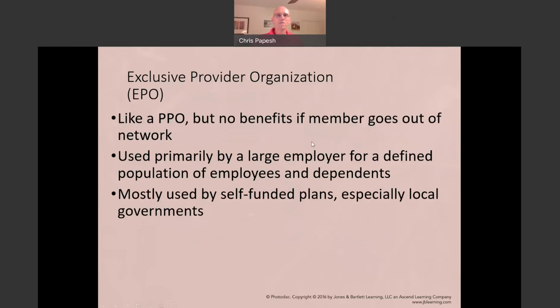Another one is an exclusive provider organization, like a PPO, but no benefits. So you get zero benefits if you go outside the network. So it's used by large employers. Bigger employers may offer a package of different plans that the employee gets to choose. So, you've got to shop wisely.